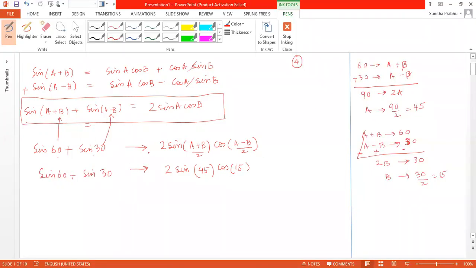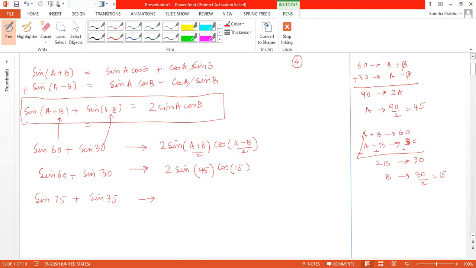All right. Now, what we will do is we will let Vaishnavi help us with converting one sum into product. Supposing you have sine 75 plus sine 35. Vaishnavi? So we have to find A and B respectively. So A plus B will be 75, A minus B will be 35.